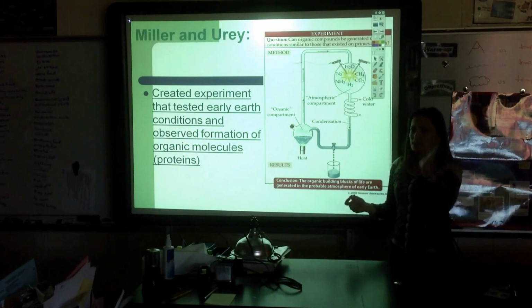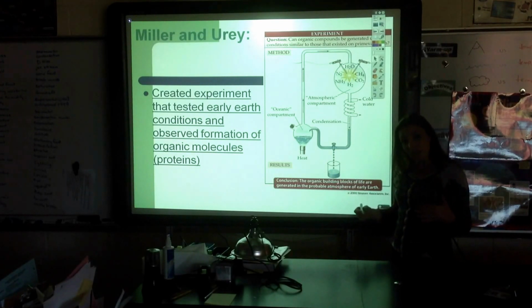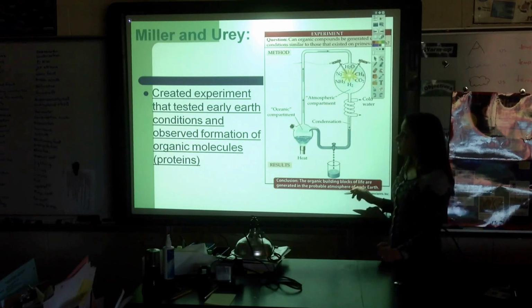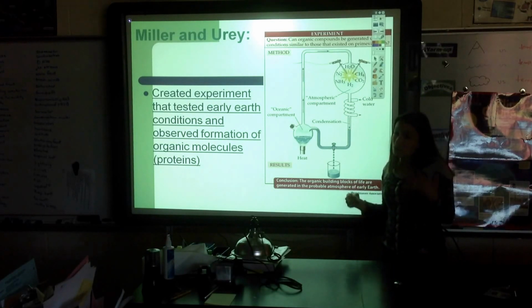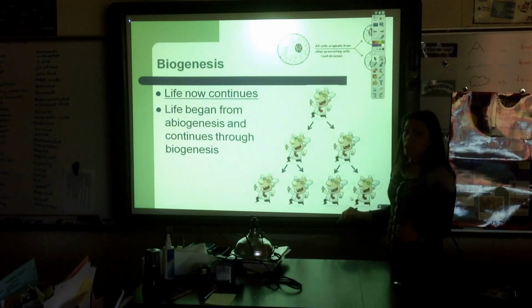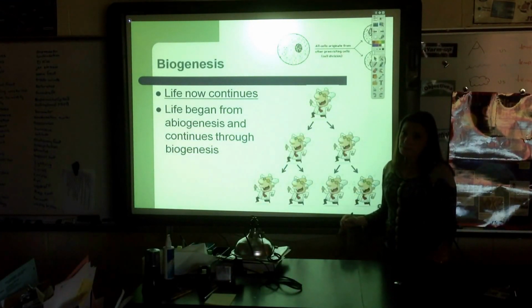so an amino acid is not a cell, but it is part of what we know cells to be. So this idea is that life could have started from non-living things, and that's called abiogenesis.